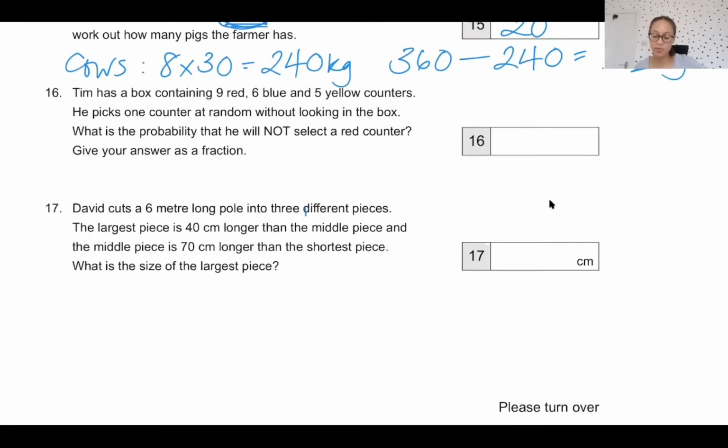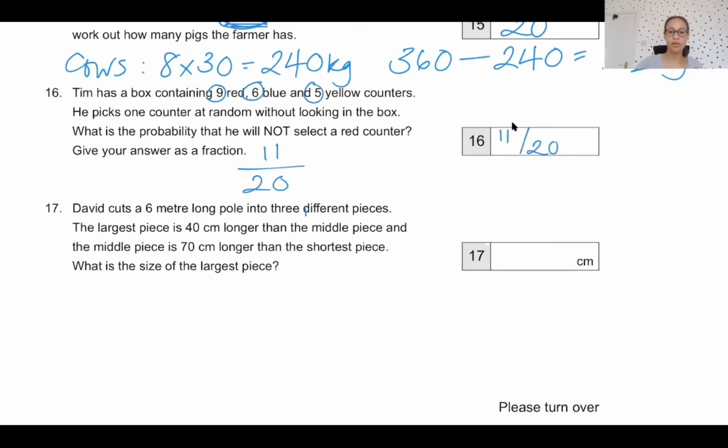So the probability of blue or yellow is just going to be how many blue or yellow counters there are over the total number of counters. So there are 11 blue and yellow counters, and in total, when we do 9 plus 6 plus 5, there are 20 counters altogether. So that's our probability, 11 20ths. That's it.